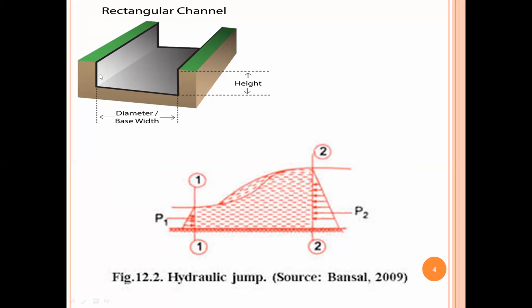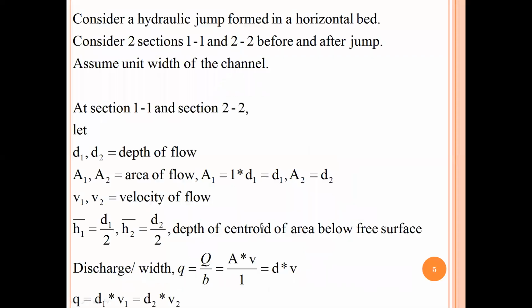So I just put a figure of the rectangular channel section, and we'll be denoting discharge by small q. Your small q is discharge per unit width. Okay, so this is my main diagram. So at section 1 and 2 we have hydrostatic pressure on the left hand side and on the right hand side. Okay, so here we'll go to the derivation.